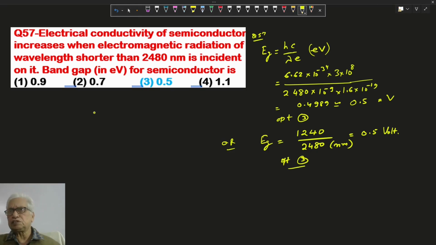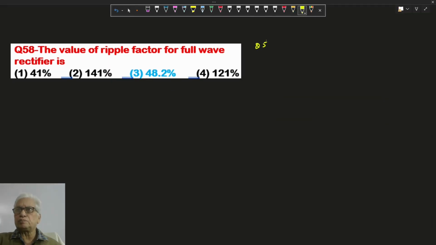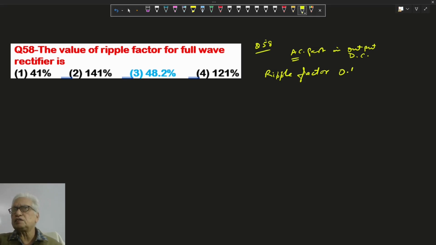Hello, in this question, ripple means the AC part in the DC output of a rectifier. This is called the ripple factor. Ripple factor in a half wave rectifier is quite high, whereas in a full wave rectifier it's lower, roughly 0.48. So option 3 is correct. Just learn this.